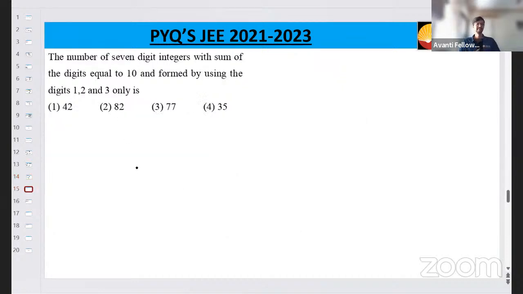The number of 7-digit numbers with the sum of digits equal to 10. So basically, how many digit numbers do we have to form? 7-digit numbers. Correct?